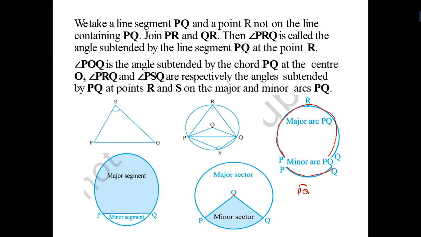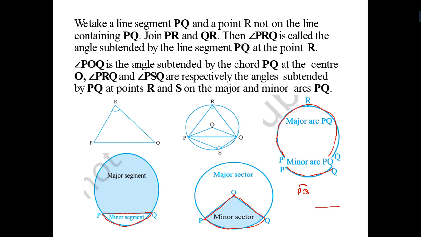The sector joining P and Q is called the minor sector. Here it is called the major sector. Now if I join the line segment, then we can say it is a minor segment. Here it is a major segment. So always remember: minor arc, major arc, minor sector, major sector, minor segment, major segment.